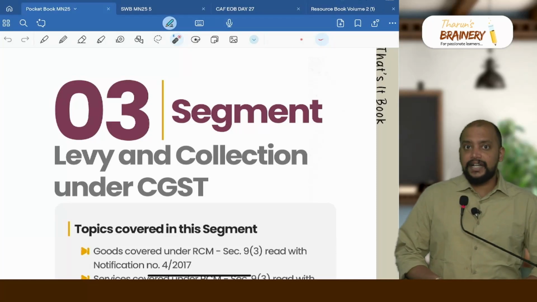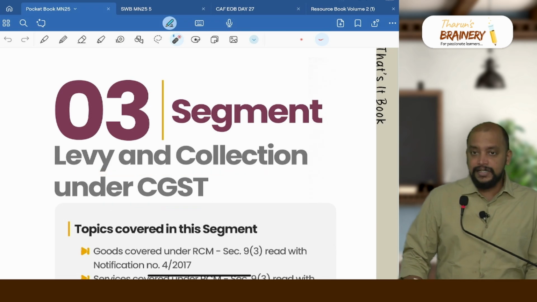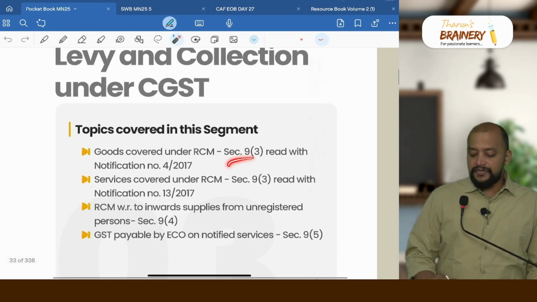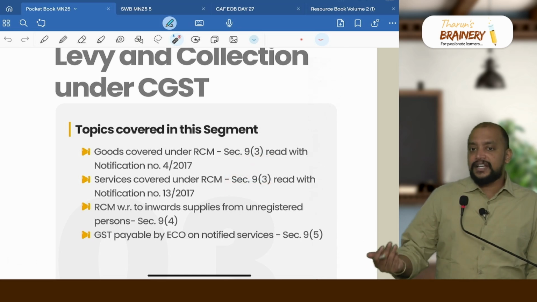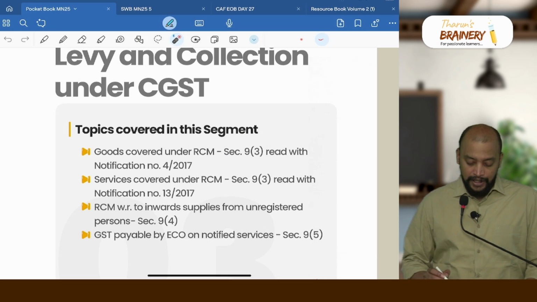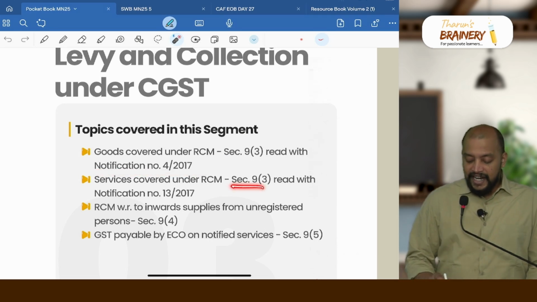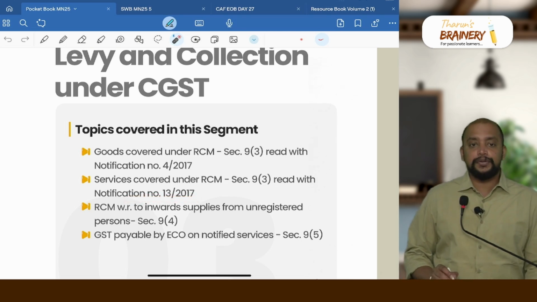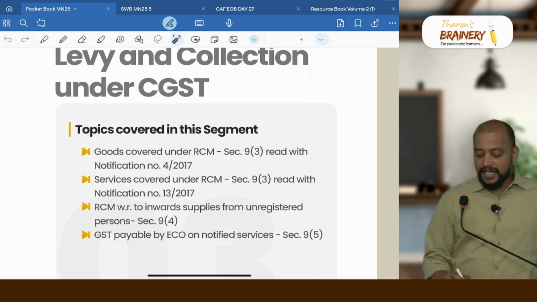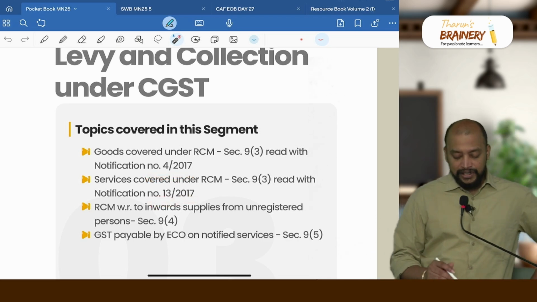Okay, we are starting with the revision for chapter 3, levy and collection under GST. In this, basically we have section 9 subsection 3, which deals with goods or services covered under RCM. Whenever you are referring to section 9(3), you should also give the reference to notification number 4 of 2017, and whenever we are giving reference to services, it should be notification 13 of 2017. So goods RCM is covered under notification 4 of 2017, service RCM is given under notification 13 of 2017.